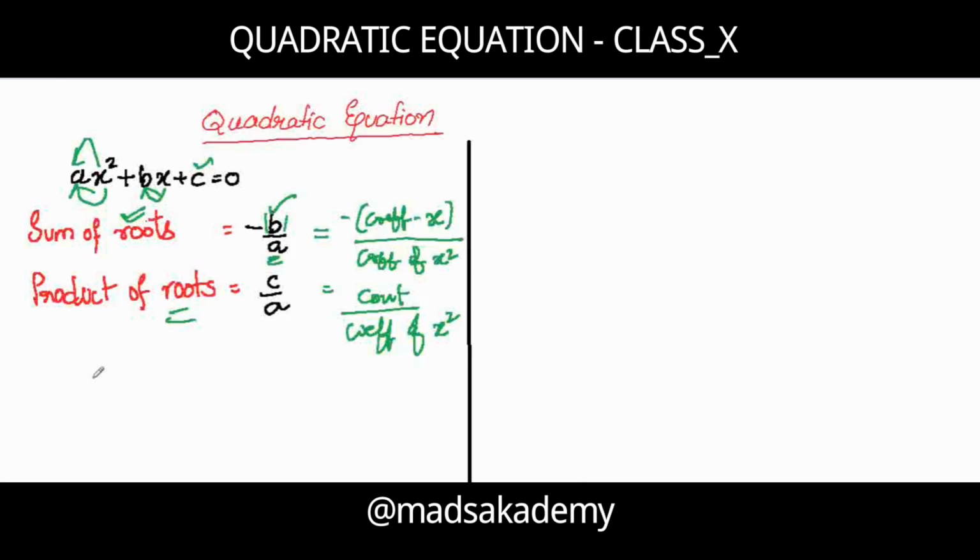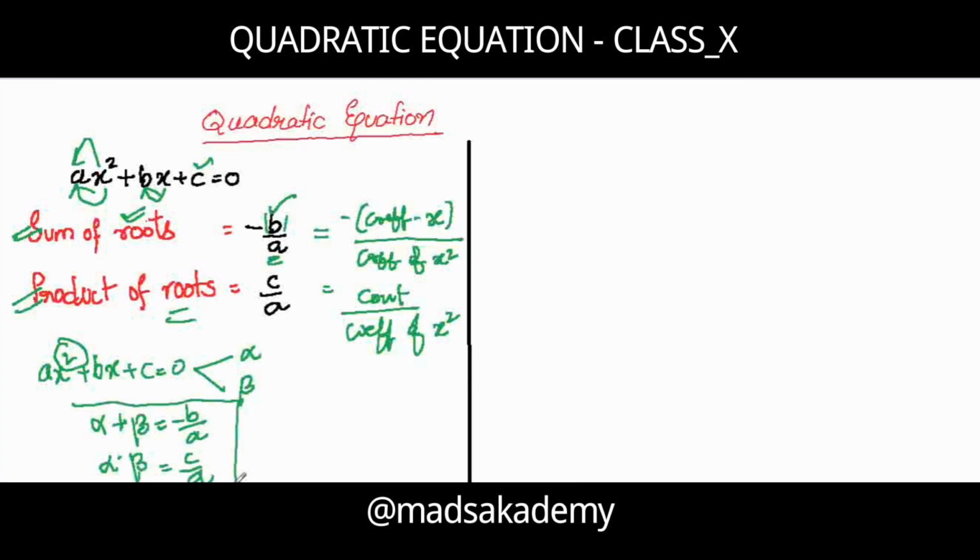We already know that any quadratic equation ax square plus bx plus c is equal to 0 has two roots, since its degree is 2. Let's take those roots as alpha and beta. Now our new topic is sum of the roots and product of the roots. So I can write the sum of the two roots, alpha plus beta, is equal to minus b by a, and the product of the roots, alpha into beta, is equal to c by a. Just remember these two formulas.